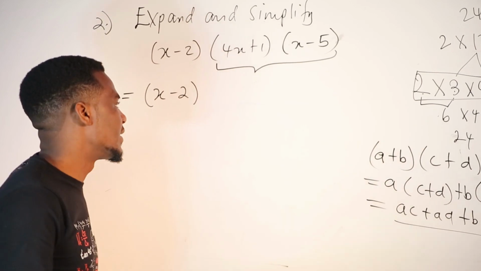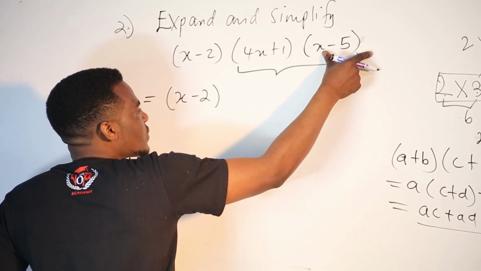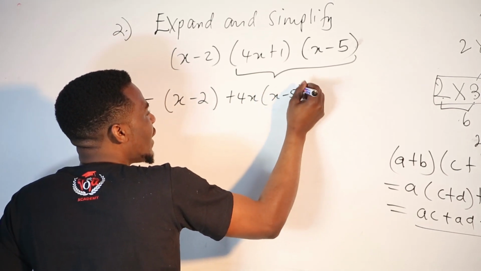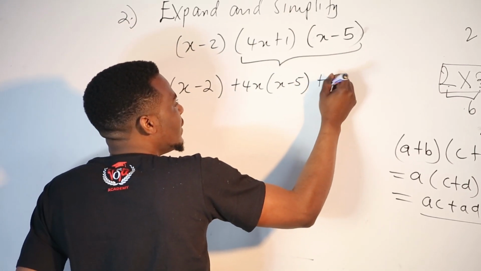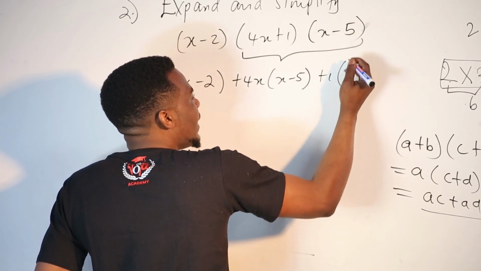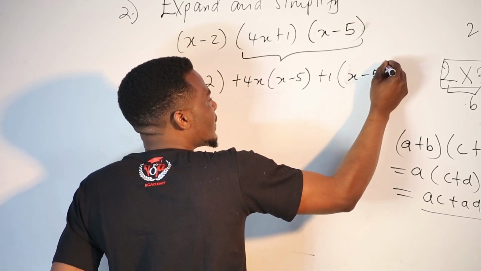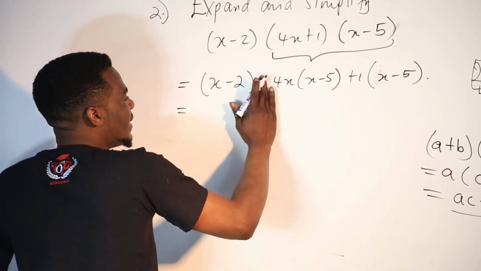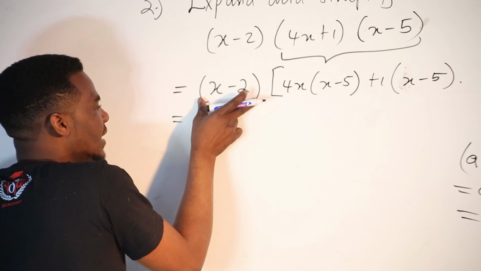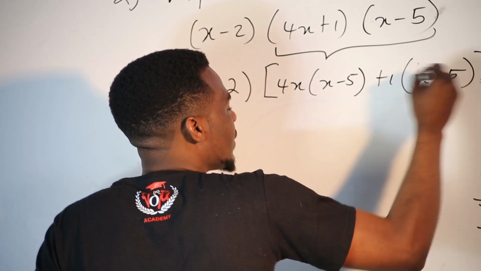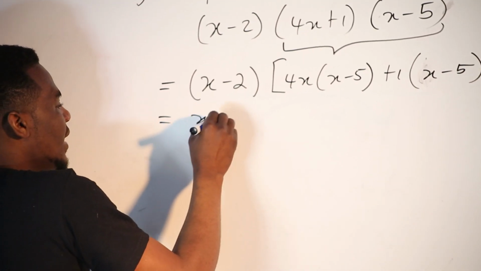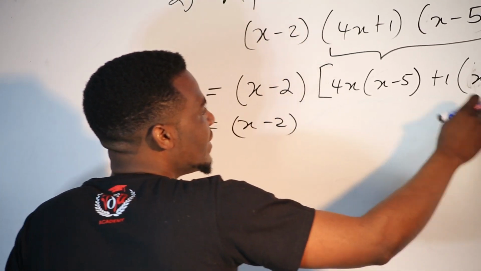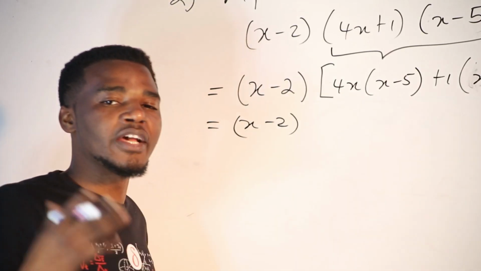That's how we remove double brackets. So in this case, this 4x is also going to multiply everything. The 4x is going to multiply x minus 5. The plus 1 is also going to multiply x minus 5. Quite interesting at this step. So the next thing, here there is a multiplication. Don't forget that this term is still going to multiply the result that we are going to get here. So we are going to get x minus 2 here in brackets. Let's keep that one as it is.